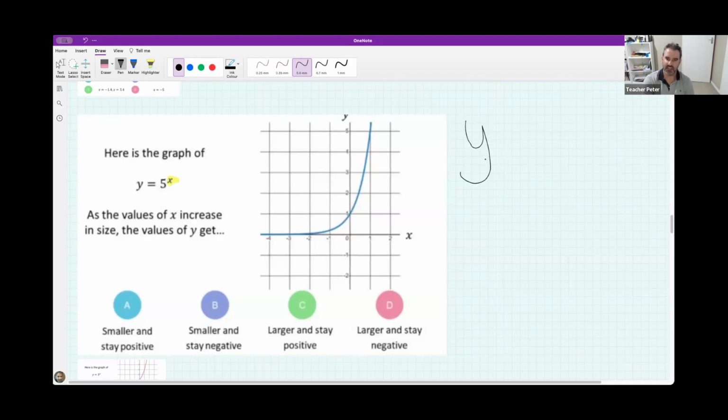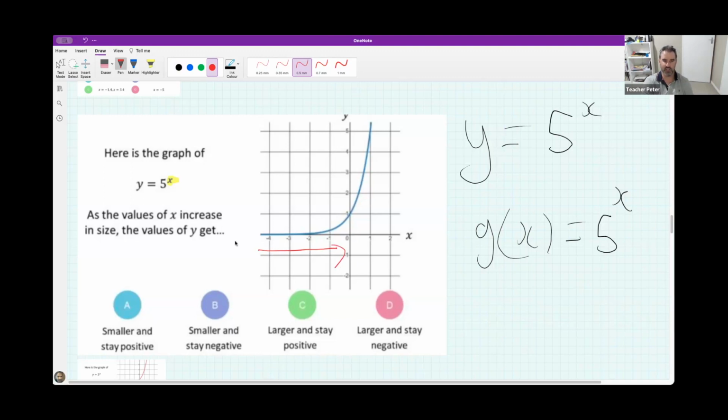but the function they say here is y equals 5 to the x, or if I was using function notation, I could also say g of x is 5 to the x. And it says, as the x values increase, what happens to the values of y? Is it A, B, C, or D? What do you think is happening? Visually, you can kind of see.